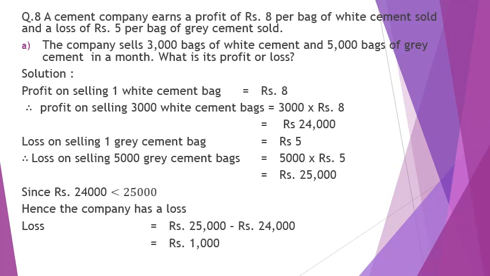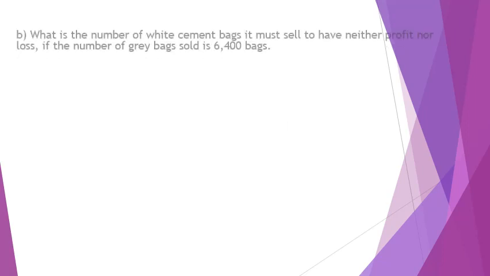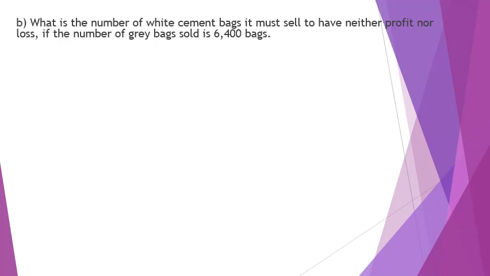How to get the loss? Loss equal to rupees 25,000 minus rupees 24,000 equal to rupees 1000. Hence, the company has a loss of rupees 1000. The second part of the question, what is the number of white cement bags it must sell to have neither profit nor loss if the number of grey bags sold is 6,400?